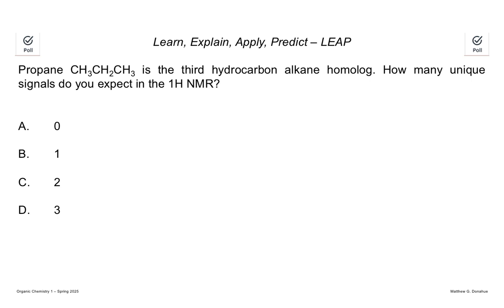So let's see if we can put this into practice. So propane, CH3, CH2, CH3 is the third hydrocarbon alkane homolog. Homolog just means series. We're going from methane, ethane, propane. How many unique signals do you expect to see in the 1H NMR? So 2 signals. And again, this is the uniqueness.